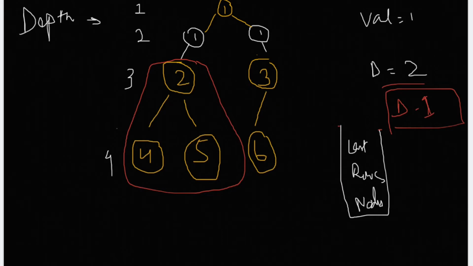And my data structure can be that of a queue because I'll be using breadth first search instead of a DFS. You can use a DFS as well, but to make it a bit more clear, I'll go with breadth first search.